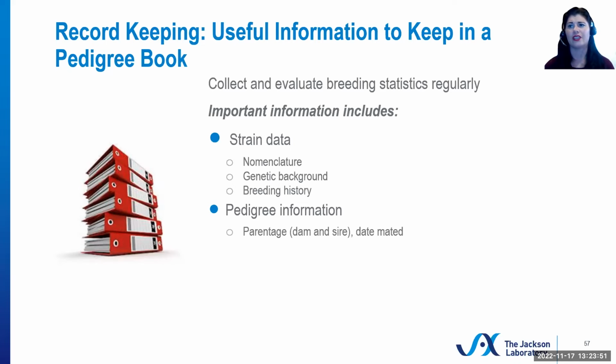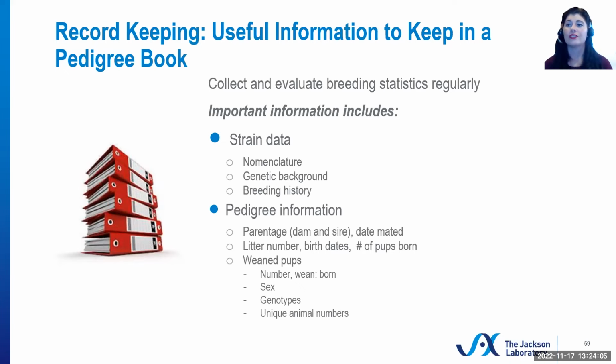You want to have details on the dam and sire that have been mated, including their mated date. You want to keep track of the litters for each breeder, as well as birth dates and the number of pups born. This lets you know ultimately how productive your breeders are in general. You also need to be aware of details about your weaned pups. Just because you have 9 pups born, you may not have 9 pups to wean. Details about pre and post wean loss is important to keep track of.